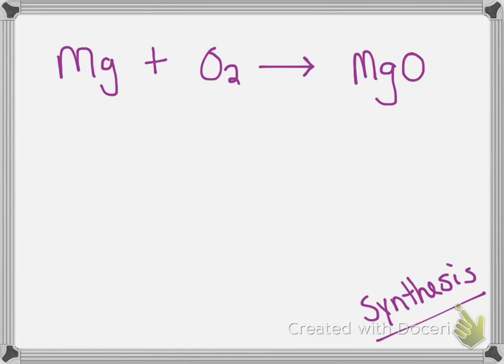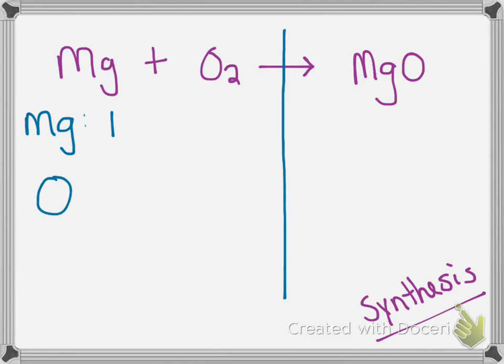So to do this, the best way to keep track of your reactant side and your product side is just to go ahead and draw a line separating your reactants from your products. And now we can make our list. So on the reactant side, we have 1 atom of magnesium, and we have 2 atoms of oxygen. On our product side, we also only have 1 atom of magnesium and only 1 atom of oxygen.